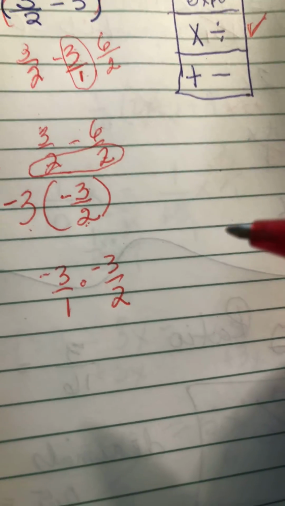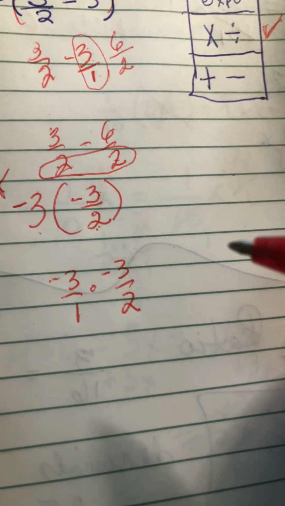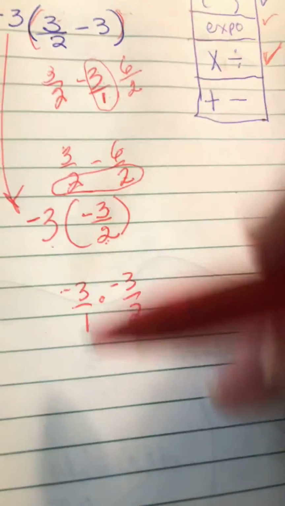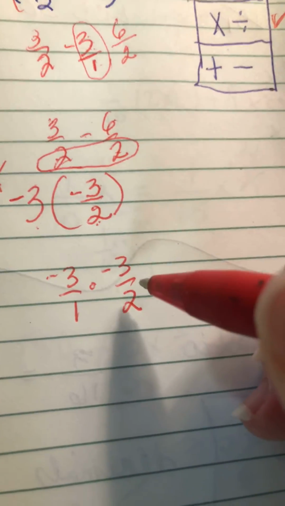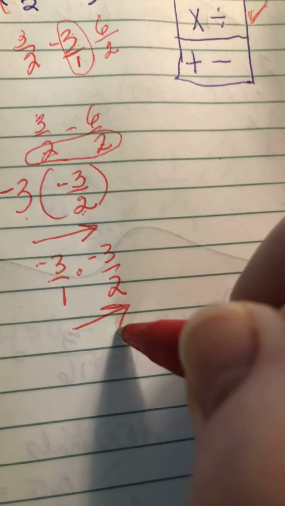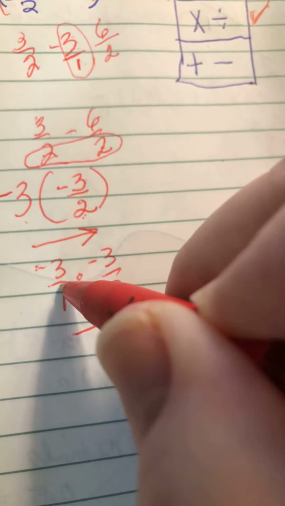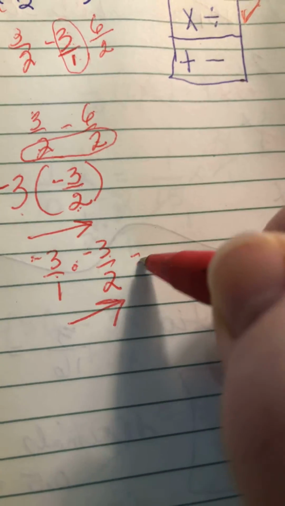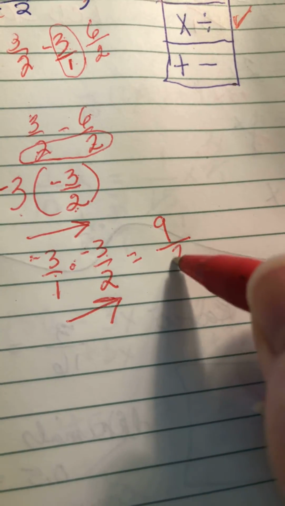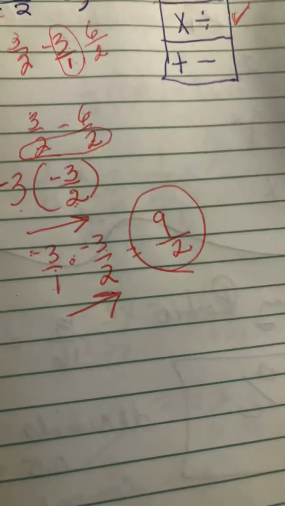In fact, I just a little bit ago sent you a video on all things fractions, which would have gone through a bunch of this stuff too. But now when you multiply straight across the top and straight across the bottom, we have negative 3 times negative 3, which is a positive 9. And then 1 times 2 is 2. Hopefully that clears that up for you.